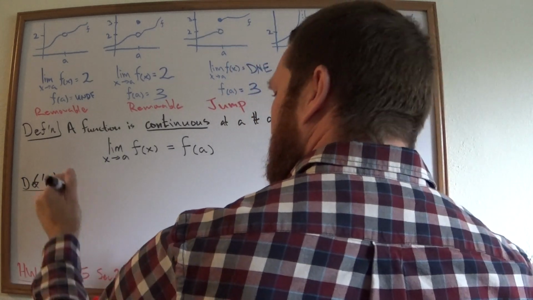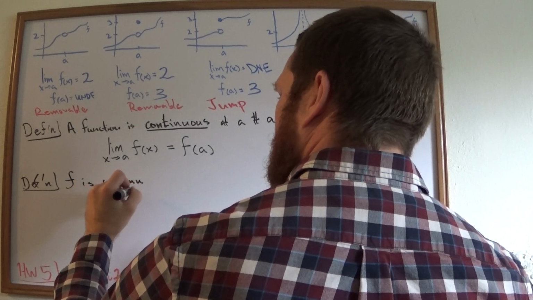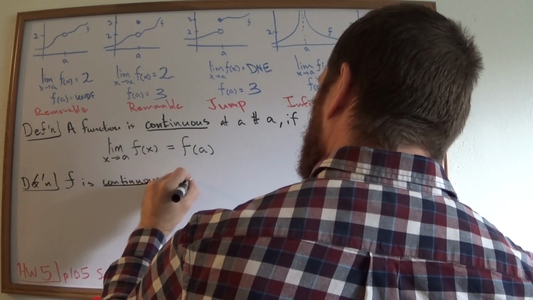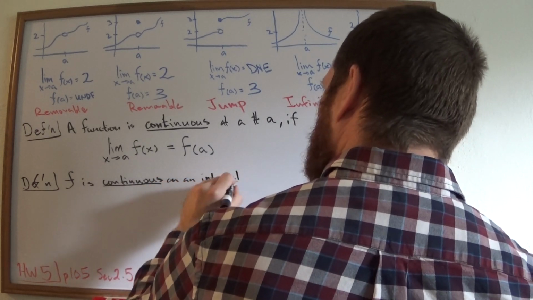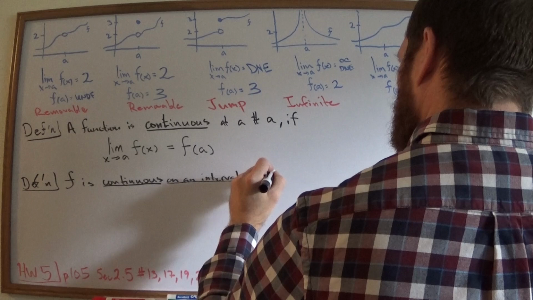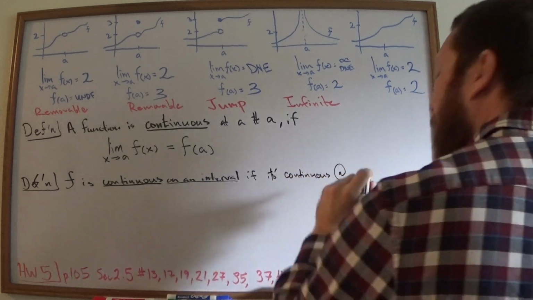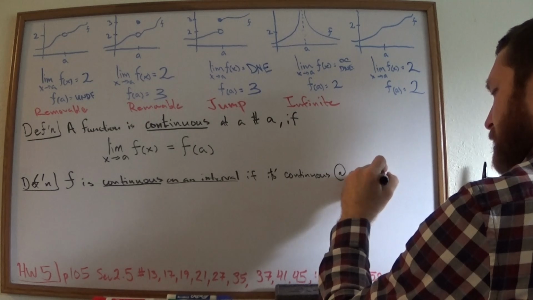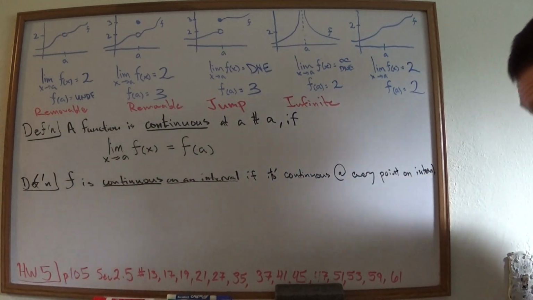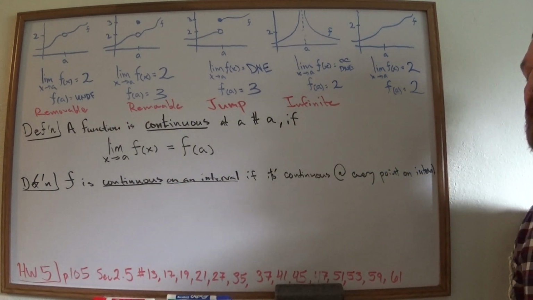So here we go. New definition. A function f is continuous on an interval if it's continuous at every point on the interval. So when we say a continuous function, we're talking about it being continuous on an interval.